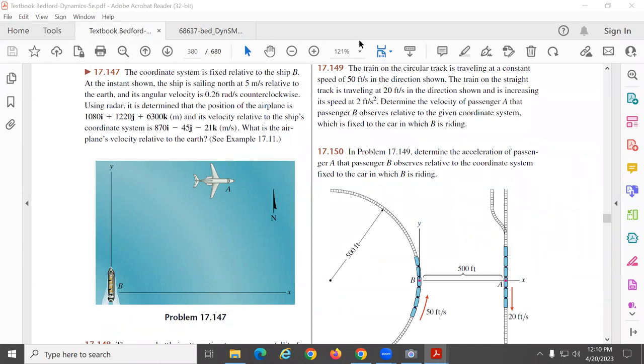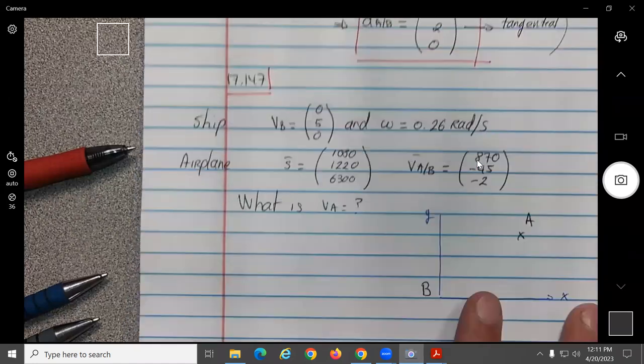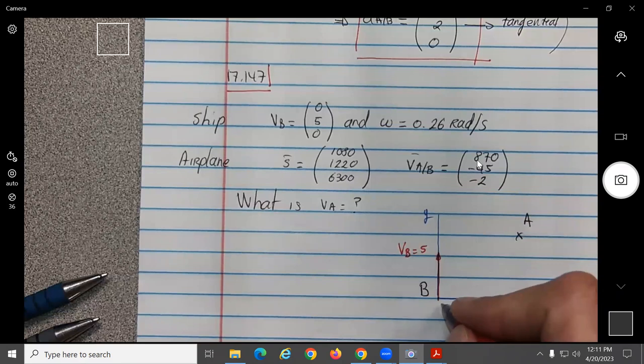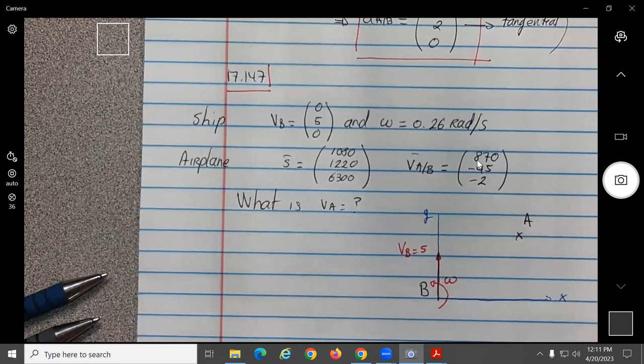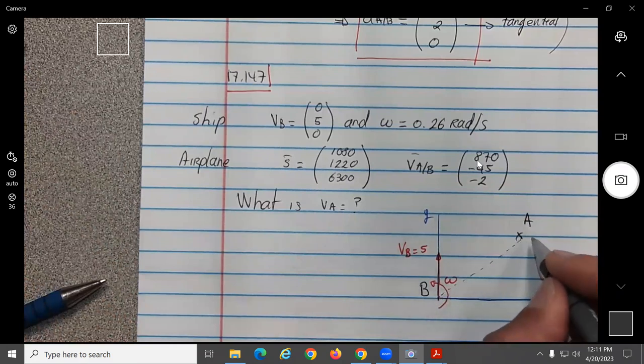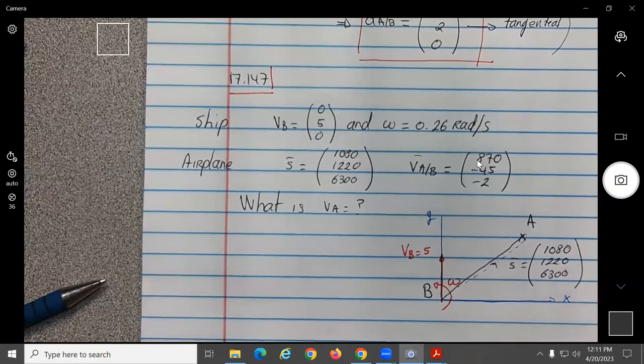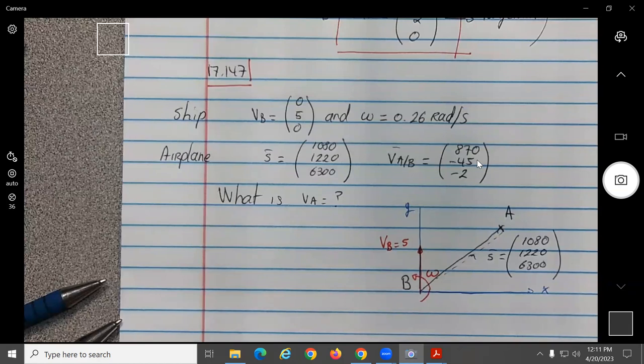All right, so let me do the figure now. Basically, we have here X, Y, B, A. So let me show you what I have. I only did this figure here. Let me add some stuff now. So what do we know here? This is moving here at VB equal to 5. And looks like it's also some type of omega. And you know the relative velocity of A with respect to B. And you know S over here. S over here is then 80, 1220, 6300. Okay, what about I give you like before about 10 minutes and then we do it together?